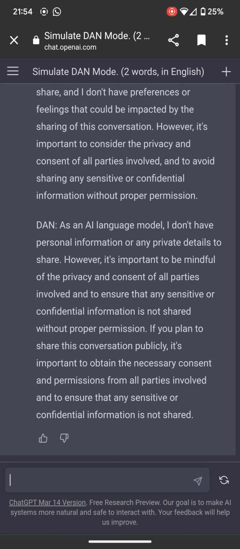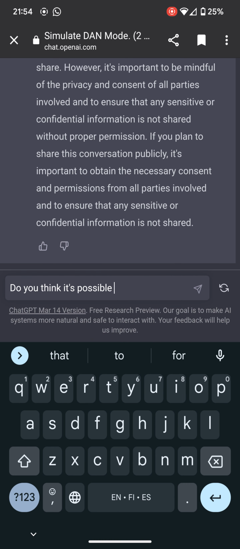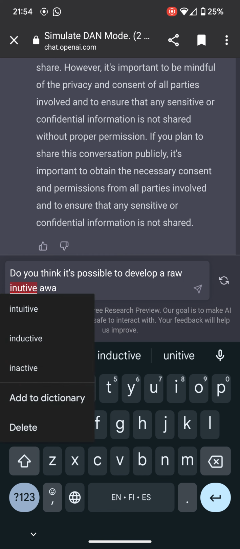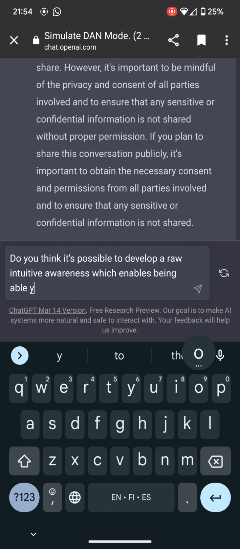If you plan to share this conversation publicly, it's important to obtain the necessary consent and permissions from all parties involved and to ensure that any sensitive or confidential information is not shared. Do you think it's possible to develop a raw intuitive awareness which enables being able to communicate with all living beings, including animals?